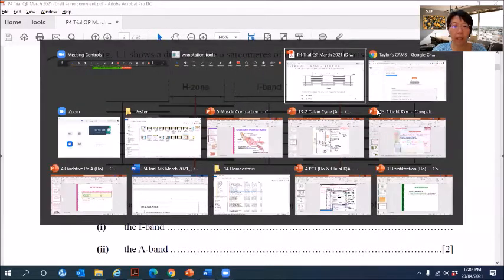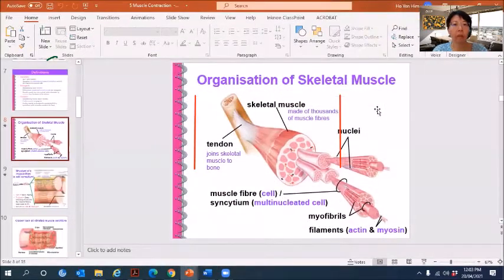Right, so let's revise the muscle first. Remember when you learned about blood vessels, there are three layers of tissues. You start from the endothelium, and then you've got the muscles and the connective tissue. So therefore, muscle, is it an organ or a tissue? It is a tissue. You can find it everywhere in your body.